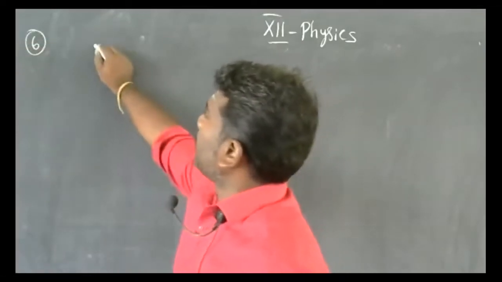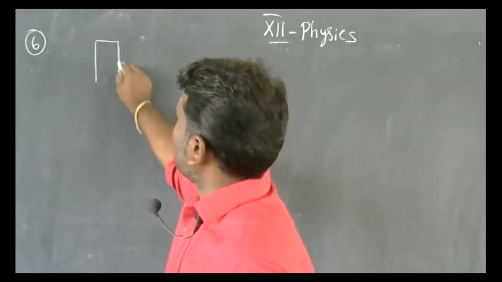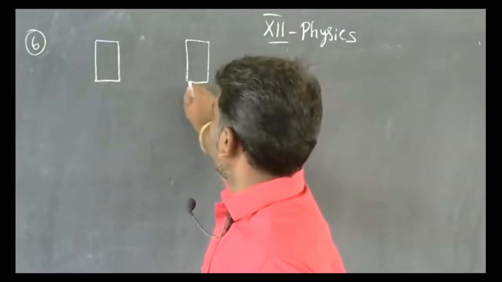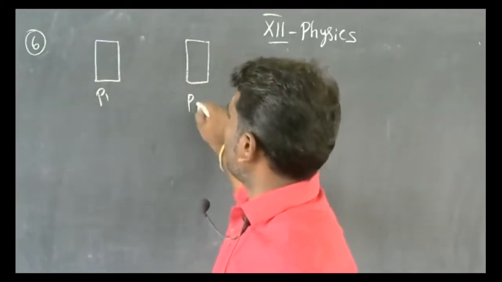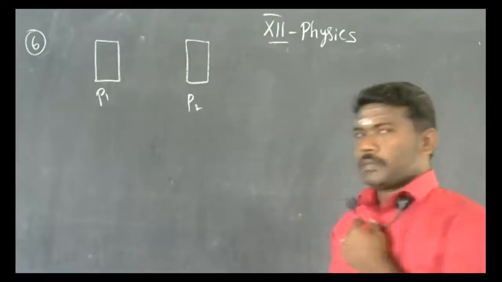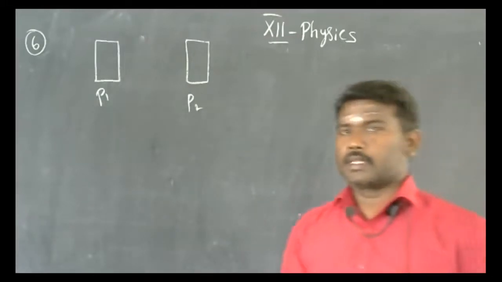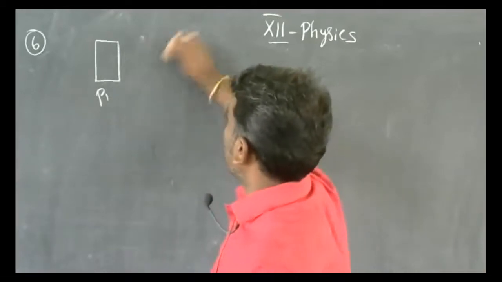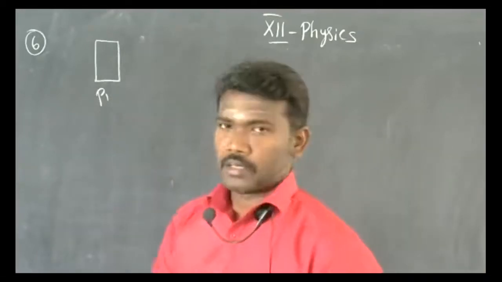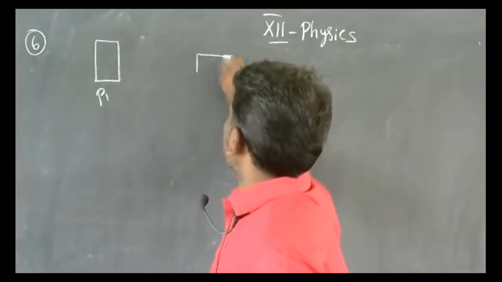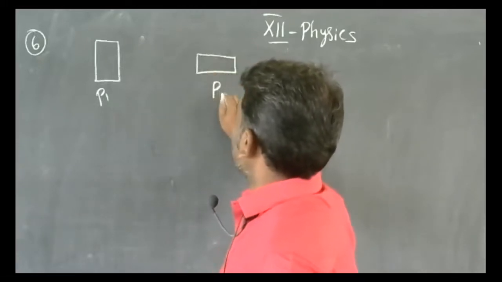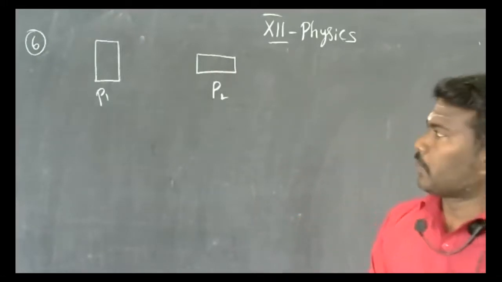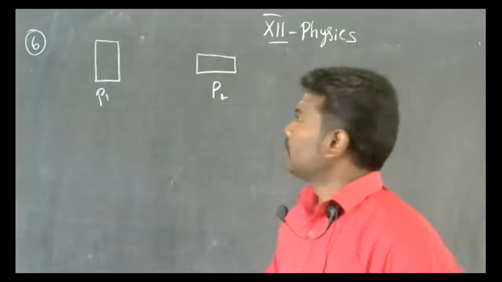If you consider polaroid 1 and 2 like this, P1 and P2, they are parallel to each other, but as per our condition, these two polaroids are perpendicular to each other like this. Now we are going to introduce another polaroid, a third polaroid, in between 1 and 2.